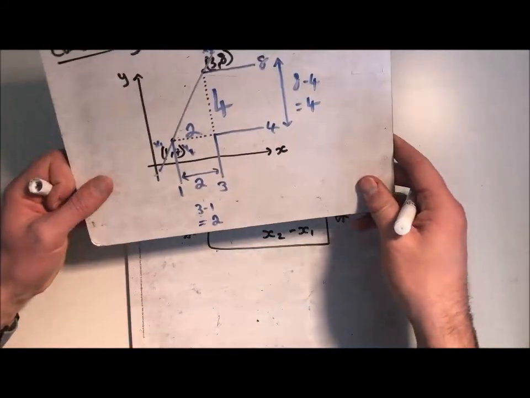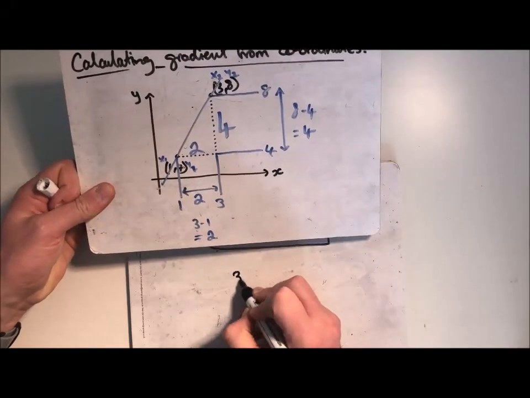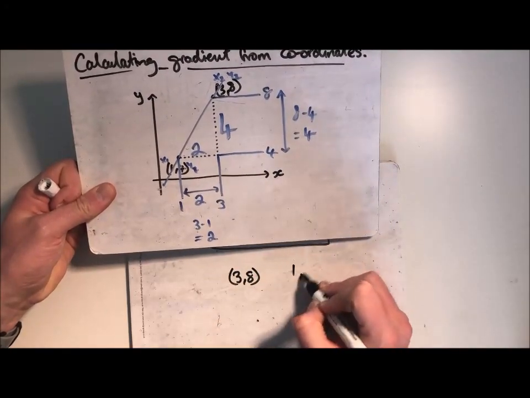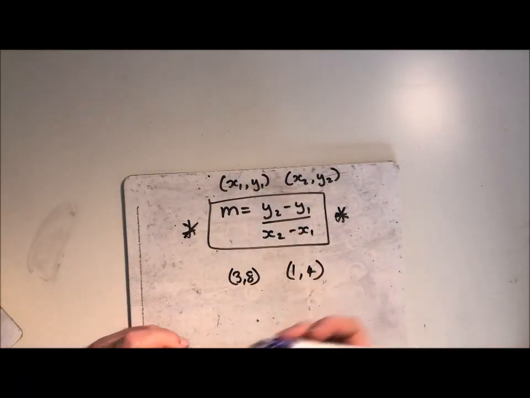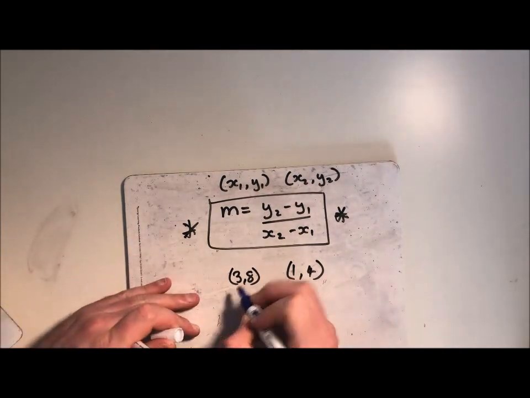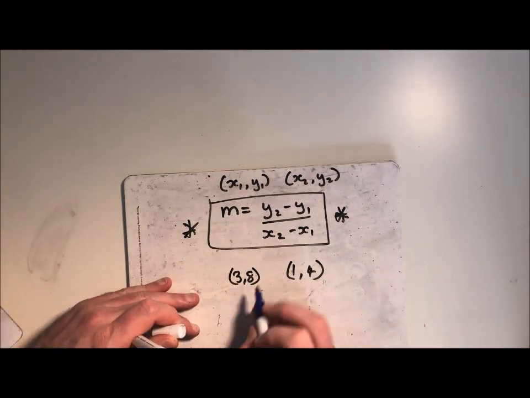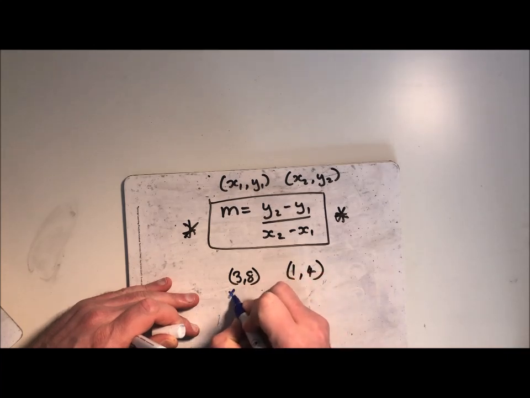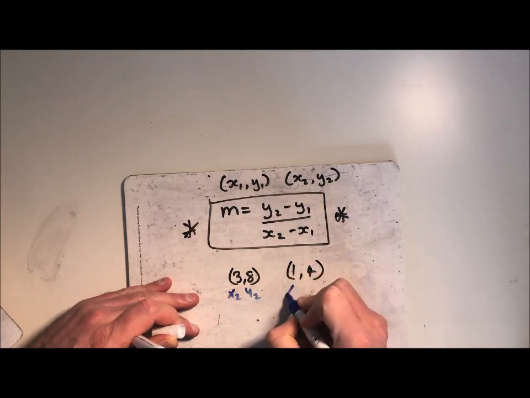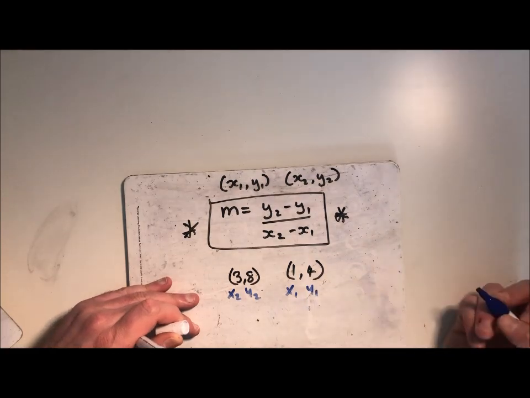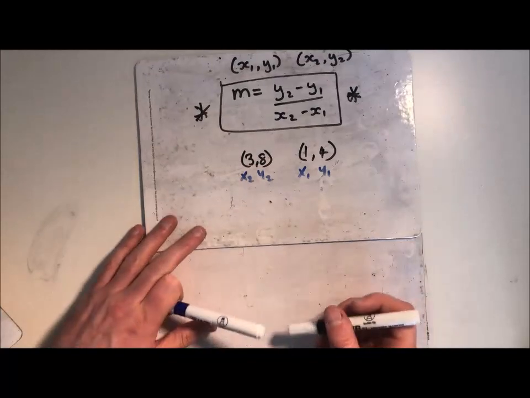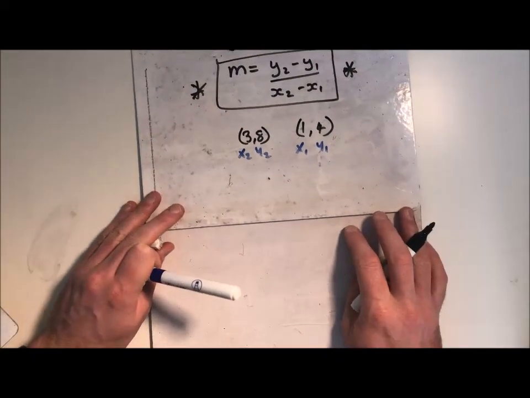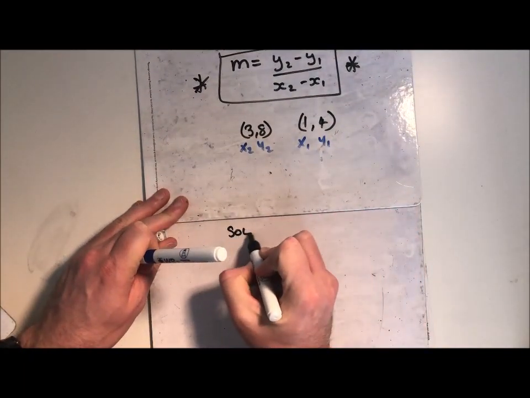So if we just go back to here, we had our 2 points, we had 3, 8, and we had 1, 4. Okay, how you label these doesn't actually matter, but it will make it easier if you make the larger numbers the second coordinate. So this is going to be x2, y2, and x1, y1. Now when you fill those numbers in, which I will do just underneath here, this is what it's going to look like for your actual solution.